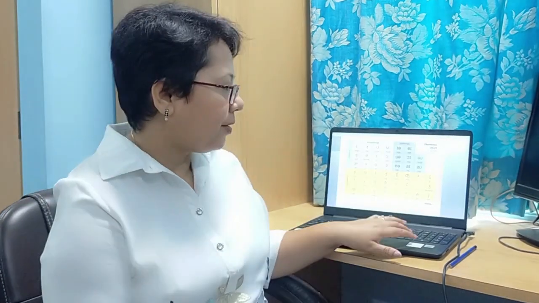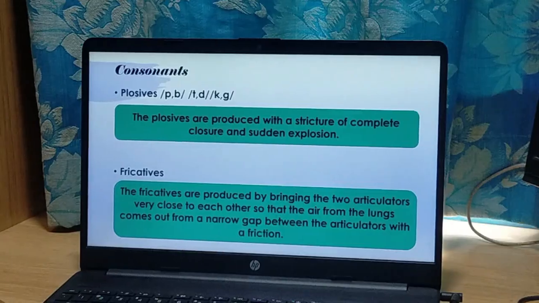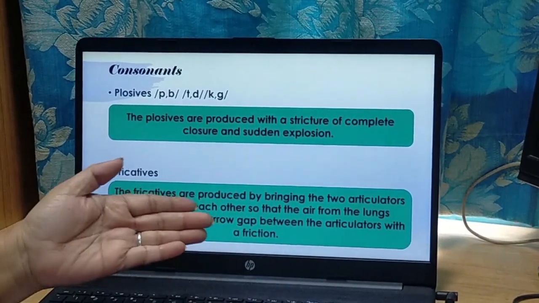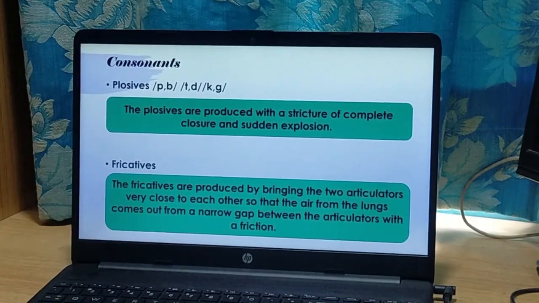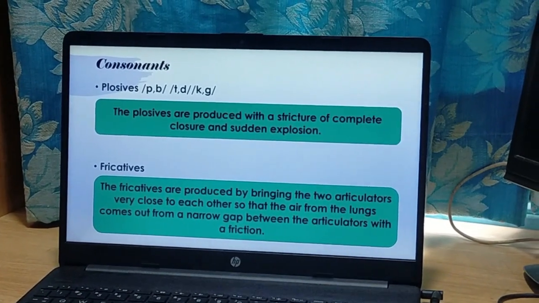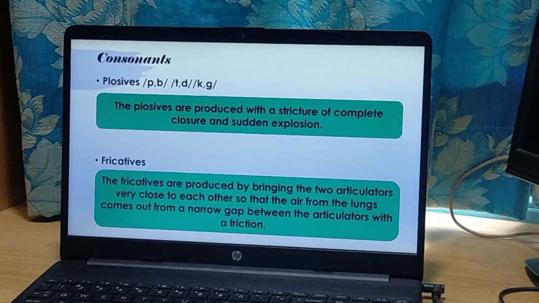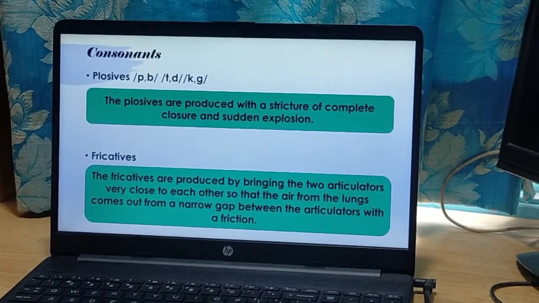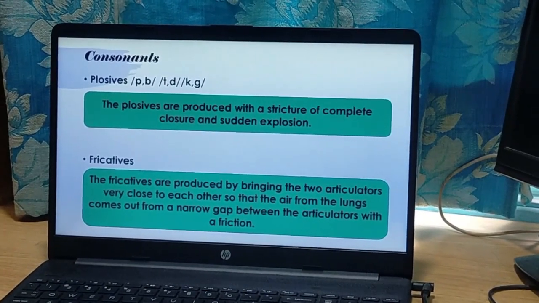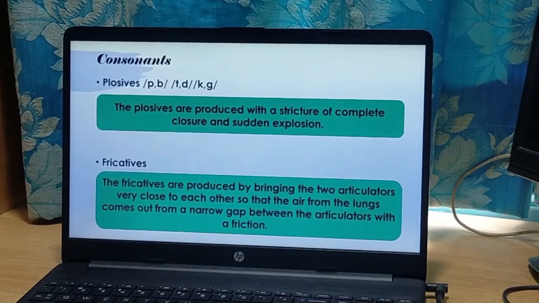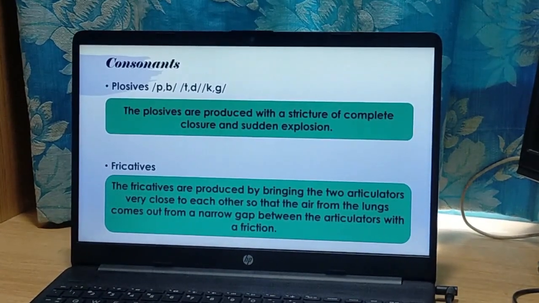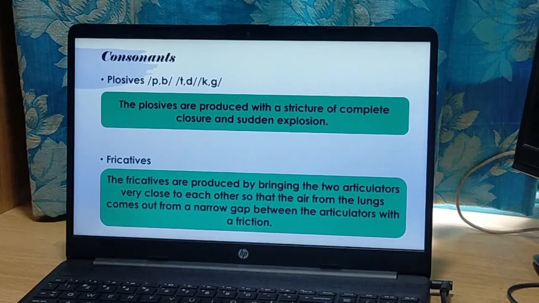Now let me move on to the other sounds as well. Meanwhile, you can of course write down the definition for the fricatives. The fricatives are produced by bringing the two articulators very close to each other so that the air from the lungs comes out from a narrow gap between the articulators with friction. Now let me move on to the third type of consonant, the affricate.